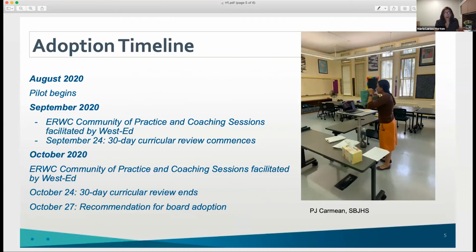So our adoption timeline outlined here was somewhat hampered due to our school closures in March. And so now our adjusted adoption timeline shows our pilot beginning this past August. And you can see that since then, our teachers have received additional teacher coaching. We are in the midst of a public review process, which commenced this past month. This month, we've hosted one webinar already for families, and we will be hosting yet another one tomorrow for all of our emergent multilingual learners, grades 5 through 12. Finally, we will bring this plan to you for recommendation for adoption at our next board meeting, and would be happy to answer any questions you may have about this curriculum.